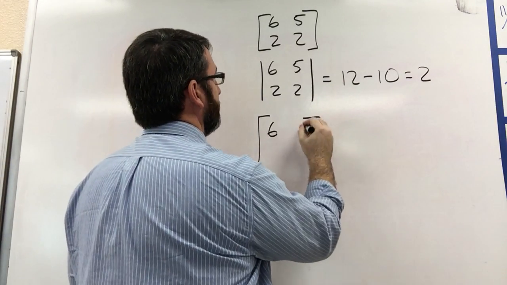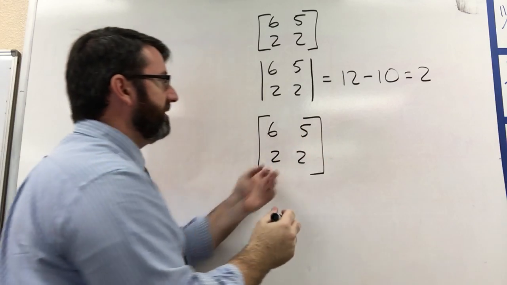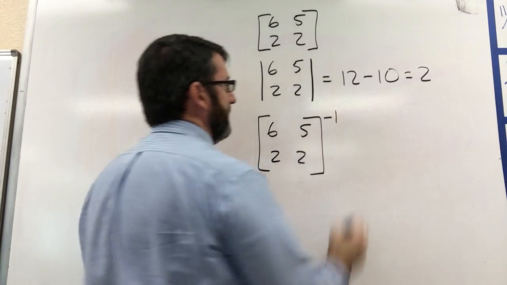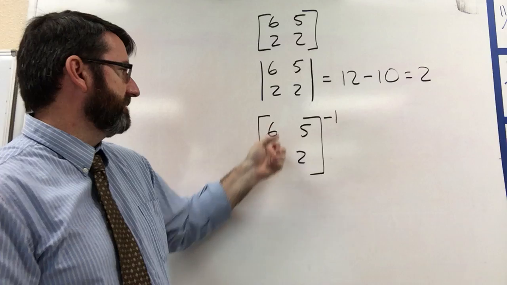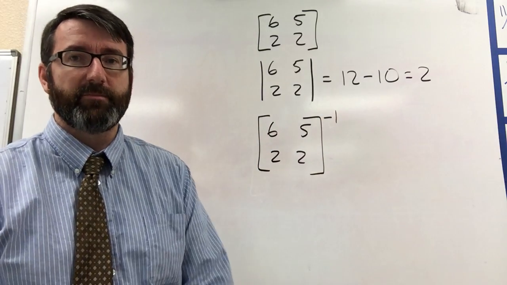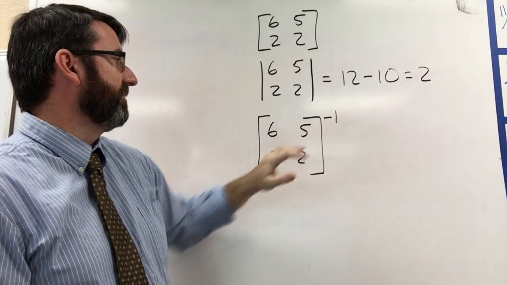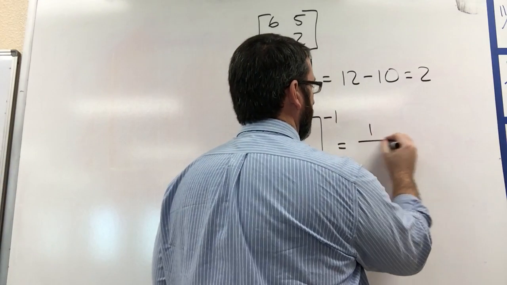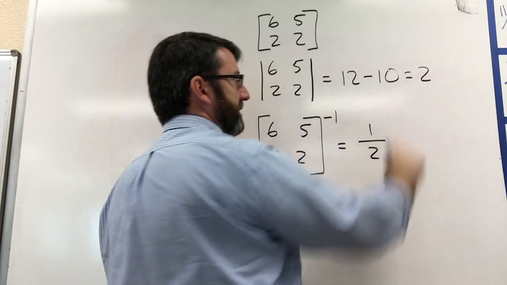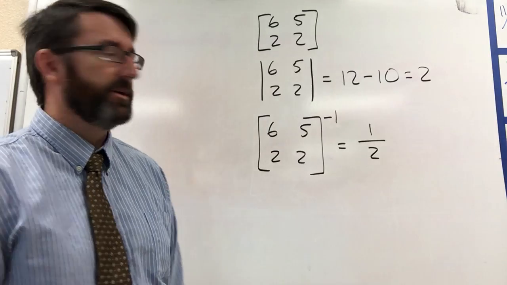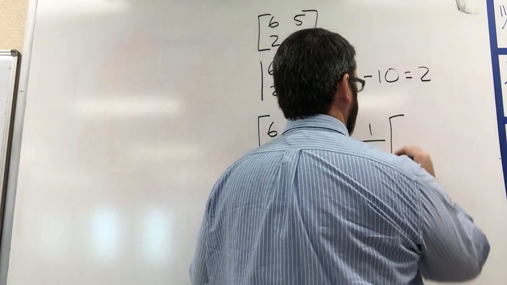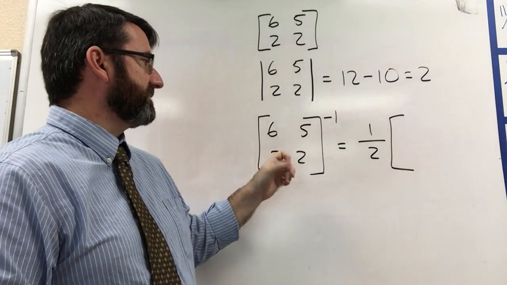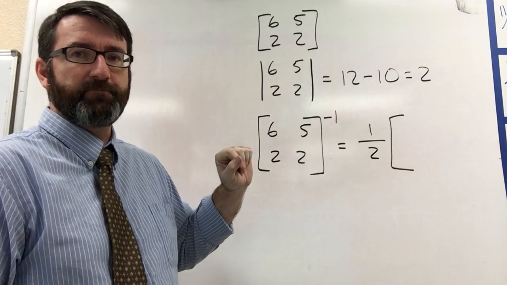So we have 6, 5, 2, 2. Inverse is denoted like this. It's the matrix and then to the -1 power. So that means the inverse of this matrix. And it's going to be equal to 1 over the determinant. The determinant is 2, so 1 over the determinant is 1/2, times this matrix, but with some things rearranged.